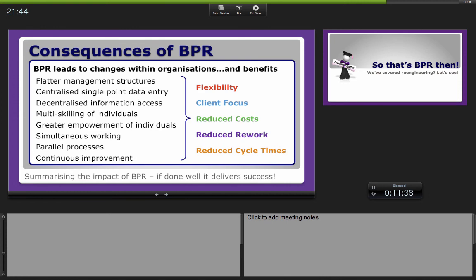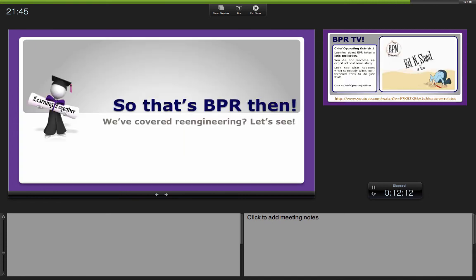So the consequences of business process re-engineering: it results in flatter management structures with fewer layers, centralized single point data entry, decentralized information access, multi-skilling of individuals, greater empowerment of individuals, simultaneous working, parallel processes, and continuous improvement. And that leads to flexibility, client focus, reduced costs, reduced rework, and reduced cycle times. So that's BPR then. We've covered it.